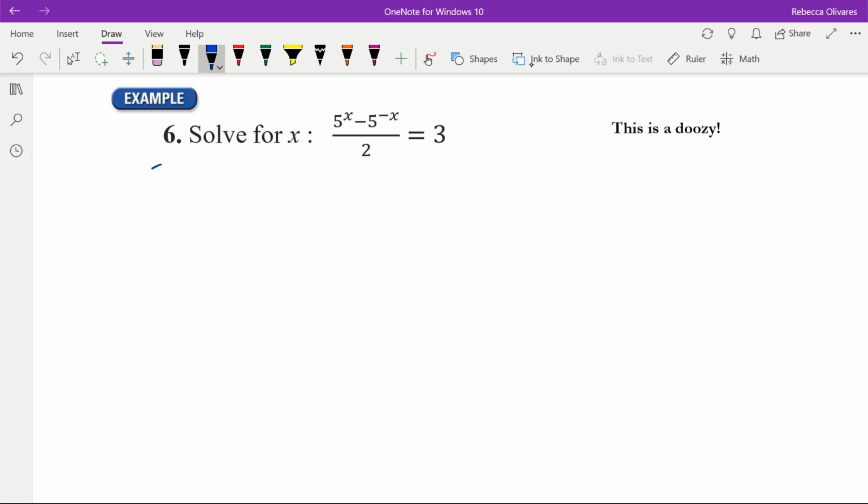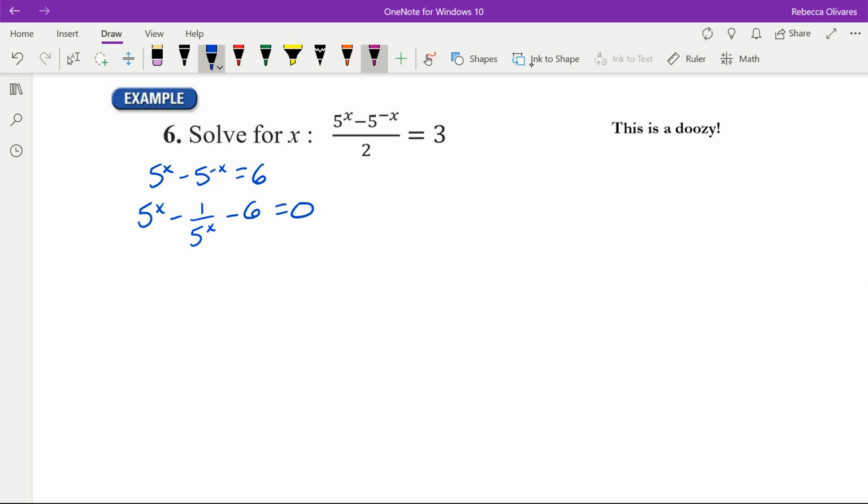So I'm going to have 5 to the x minus 5 to the negative x is equal to 6. We can set that equal to 0. So I'm going to have 5 to the x, and I'm going to go ahead and change this to a 1/5 to the positive x minus 6 equals 0. Starting to look a little bit like the previous problem.